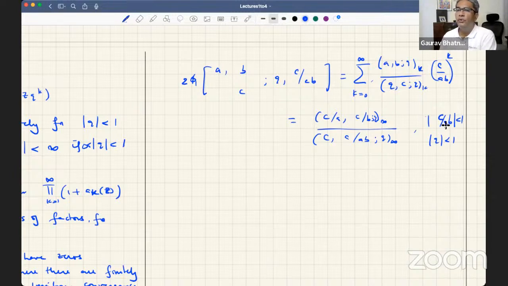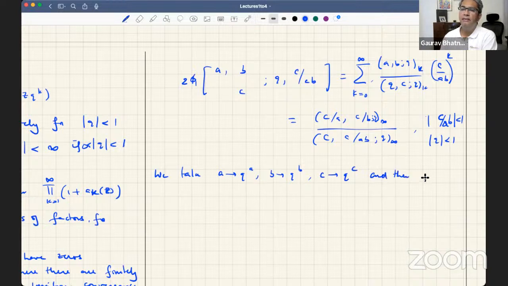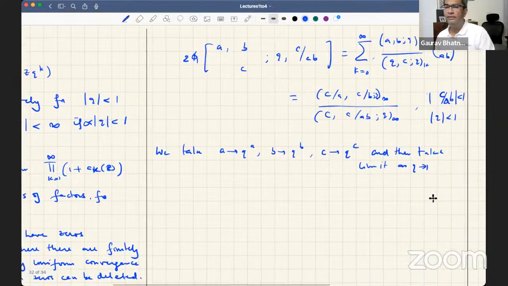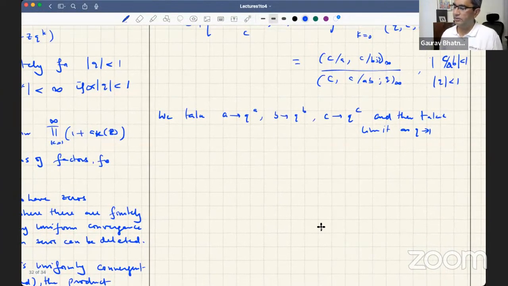Right. So what we want to do is we take a going to q raised to a, b going to q raised to b, c going to q raised to c, and then take the limit as q goes to 1. This will essentially double the number of results that we have.